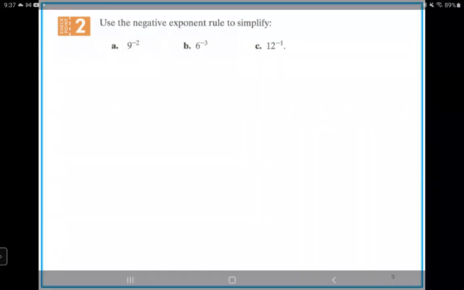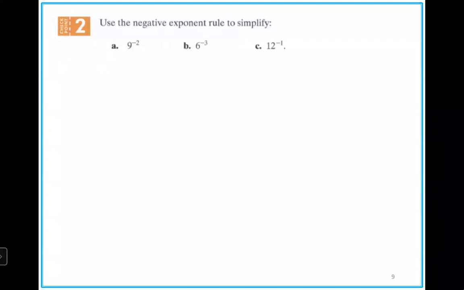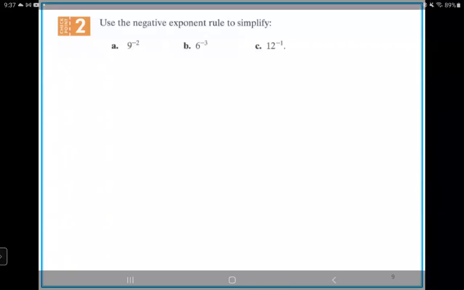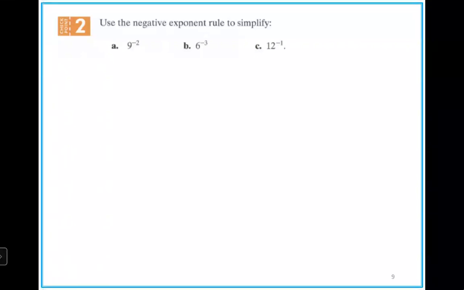Okay, so Miss Pratt, what do you have for number one, A? For A, I have 1 over 9 to the second power. That equals 1 over 9 times 9, which equals 1 over 81. Okay, thank you. All right.